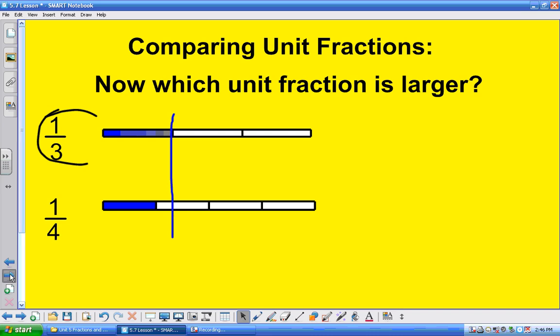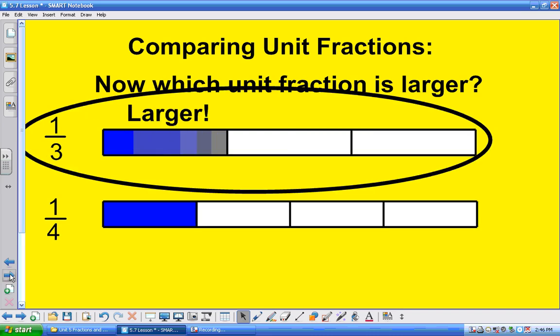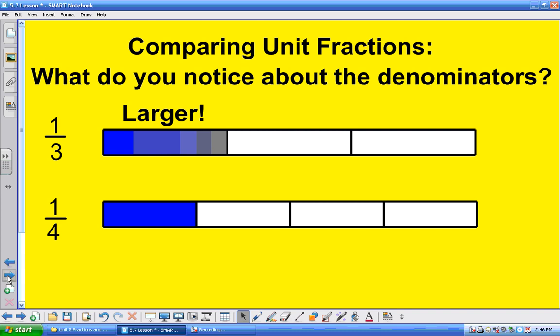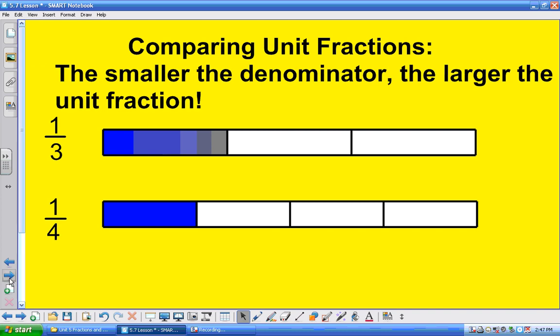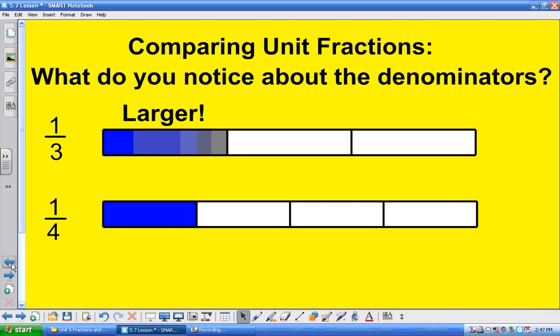1/3 is greater than 1/4. Okay, so we know that 1/3 is larger. Oops, back up, this is here. What do you notice about the denominators here? So let's look at the denominators for a second, the 3 and the 4. Sydney? The bottom denominator is bigger than the top denominator. I mean, the 1 out of 3, the 3 is lower than 4.